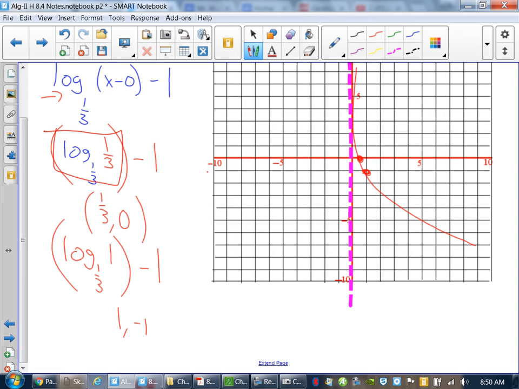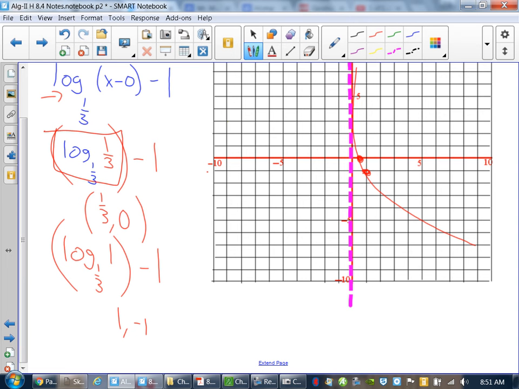I still don't understand how you got 0. 1/3 and 0. Log base 2 of 2 is 1. Log base 1/3 of 1/3 is 1. Okay? What's 1 minus 1? You're using PEMDAS, but you're just dealing with logarithms.